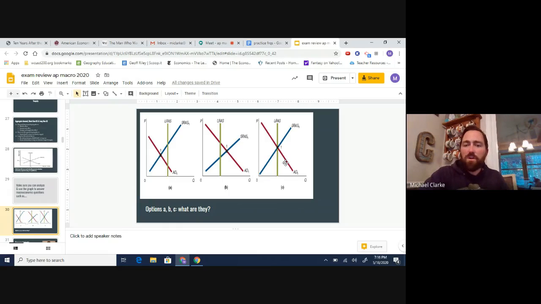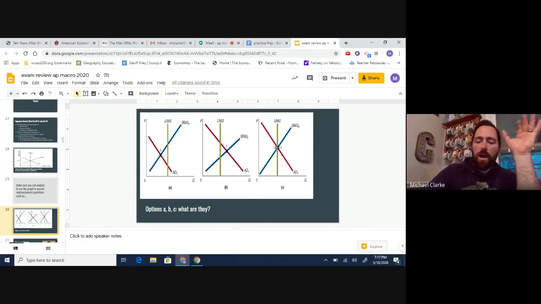And then graph C over here, where's your short run equilibrium? Well, it's intersecting long run. Now you're in long run equilibrium, meaning right where you're supposed to be. So given an economic situation, the AP could give you this in a graph, and you might have to identify what it is. They could give it to you in the form of, well, I'll get to some of those options in a little bit in the practice FRQs for the sake of time.